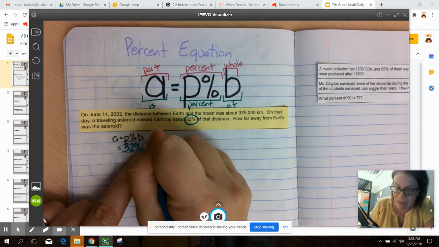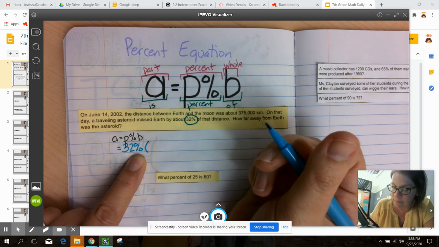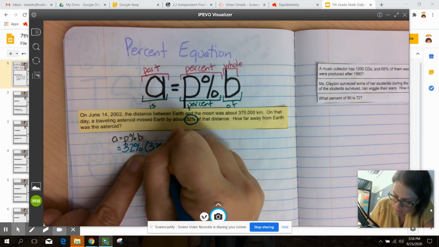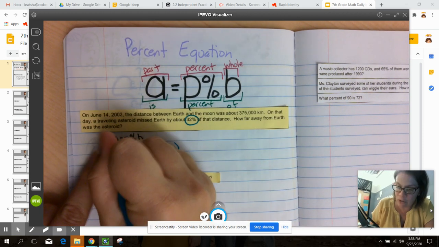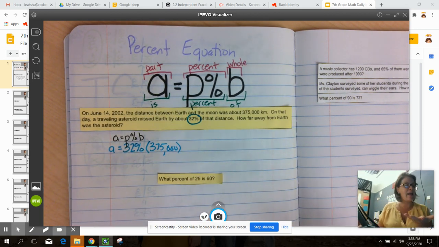So I'm going to fill in here, and I'm going to put parentheses around it because remember, it means we're multiplying. Okay, and we are looking for our A, so we can just leave that as that A.